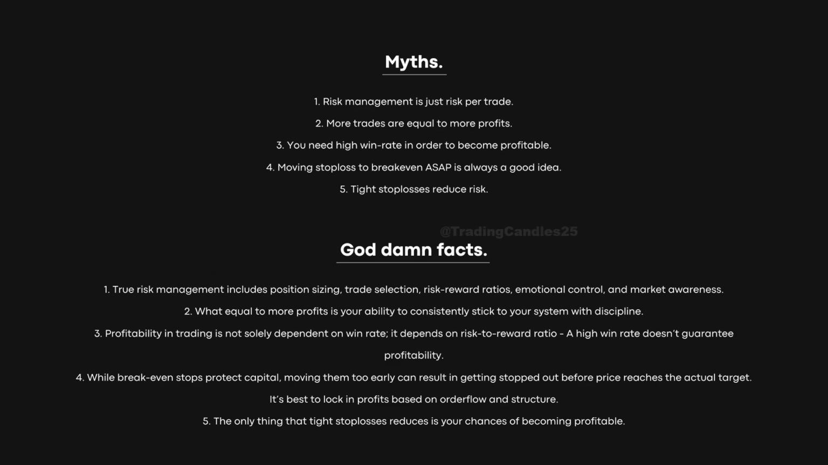The number one myth, or the biggest myth, is that risk management is just about how much you risk per trade. And that is one of the most misunderstood ideas in trading. People think that as long as they risk 1% per trade, they've got risk management handled. But the reality is that that's only a small part of it. Real risk management goes way beyond just setting up a percentage, right? It's about your position sizing, your trade selection, your risk to reward ratios, your risk tolerance, your emotional control, and your overall awareness of the market context. That's what's included in risk management, not just setting up a percentage.